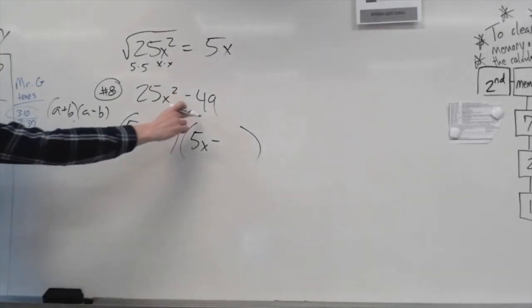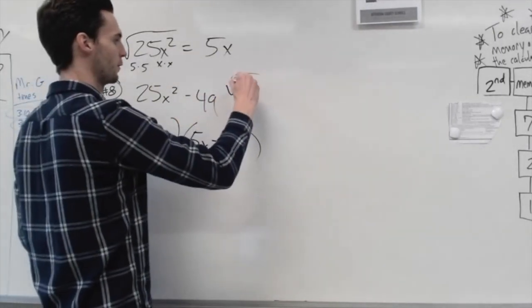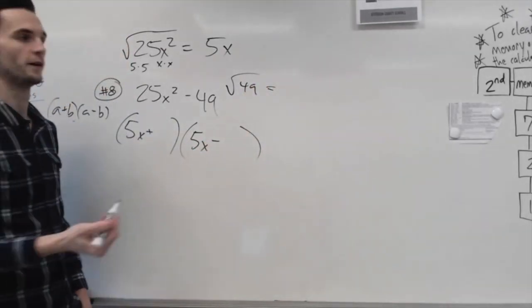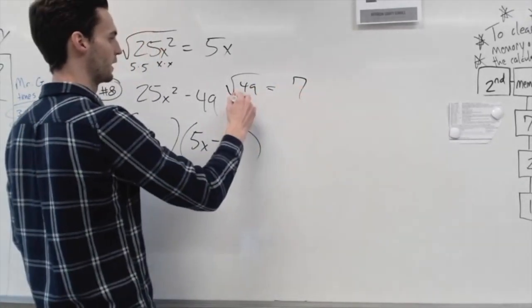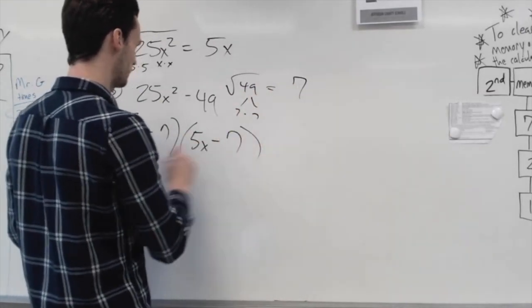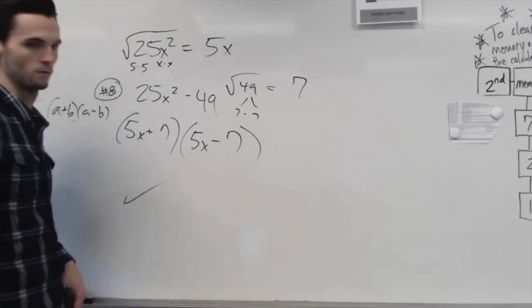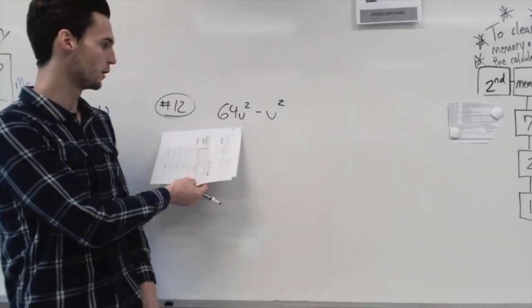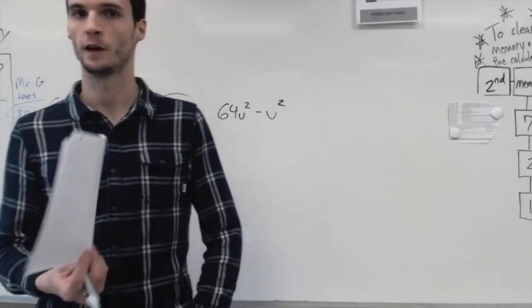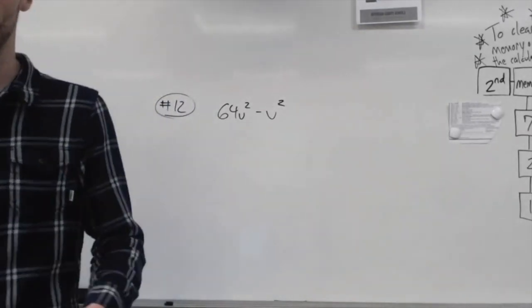Okay, b is 49 under the radical, or the square root of 49. You can put that in your calculator and it will give you 7. Or you can think, what times itself gives me 49. Okay, go ahead and try to do number 12. I'm not going to work it out. It'll be a video question and you'll be able to see if you got it right on there.